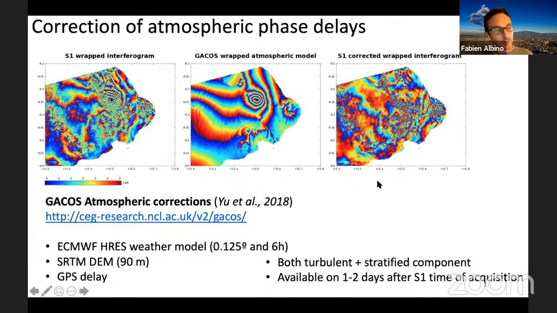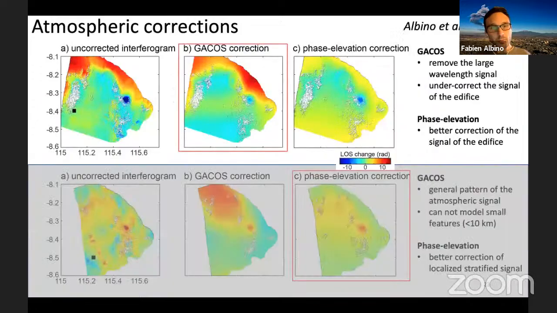So the idea is to do this correction systematically and try to have a better idea and a better detection of the ground deformation. So here I will show you just some examples of different raw interferograms and their associated corrections. So here you see an interferogram with a large positive signal here on the coastline.